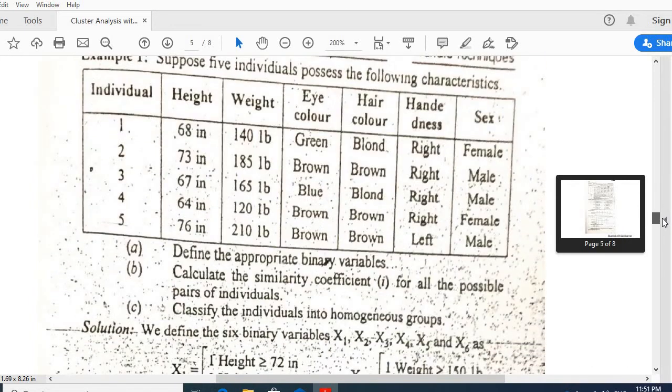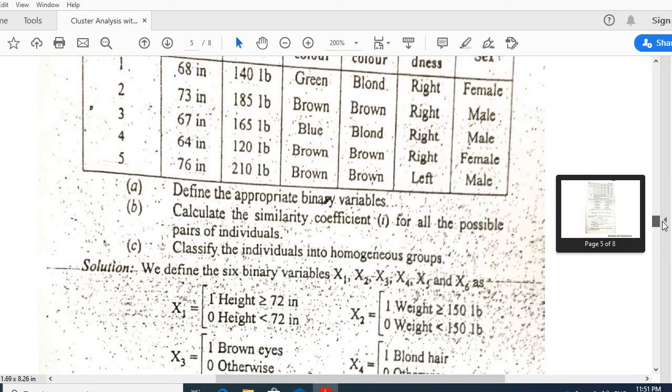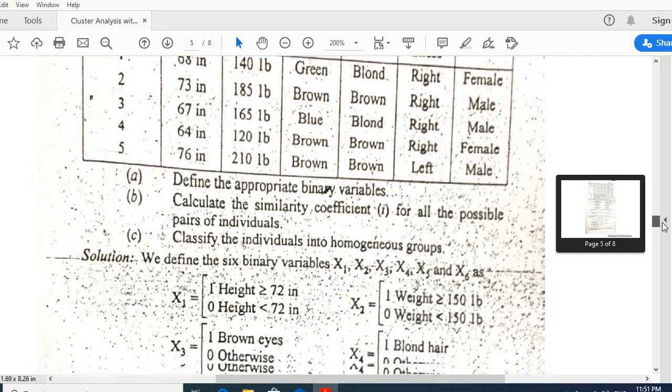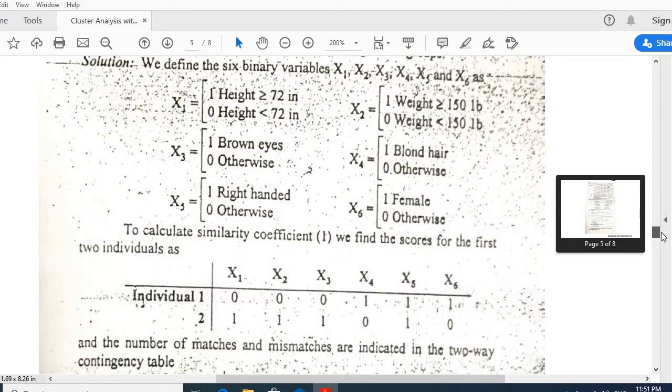What is x3? x3 is eye color. The classification of eye color is equal to 1 if brown eyes, otherwise 0. As individual 1 has green eyes, it will become 0. Similarly, we can take 0 and 1 with respect to the classifications.